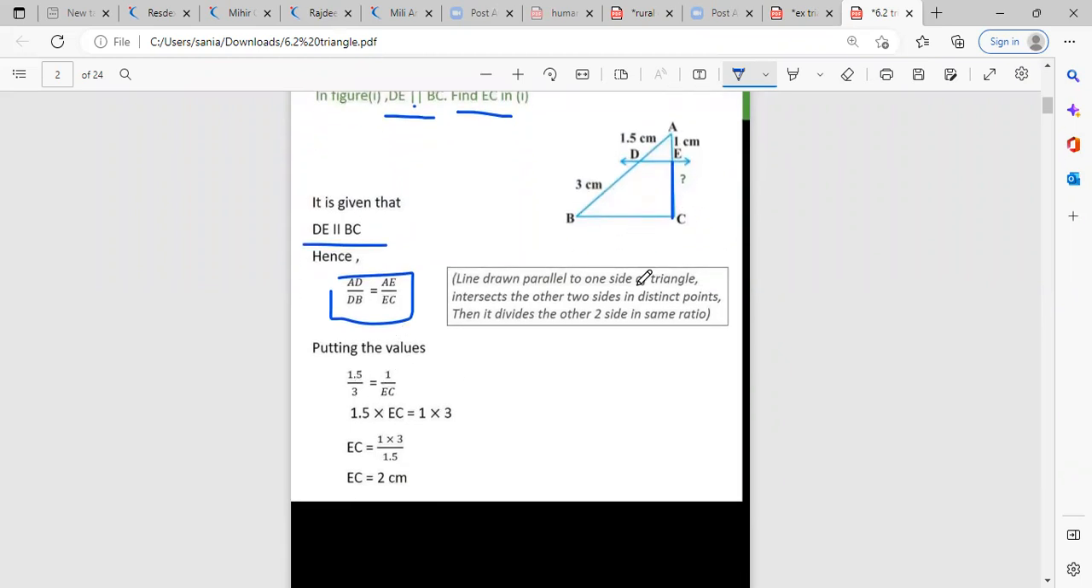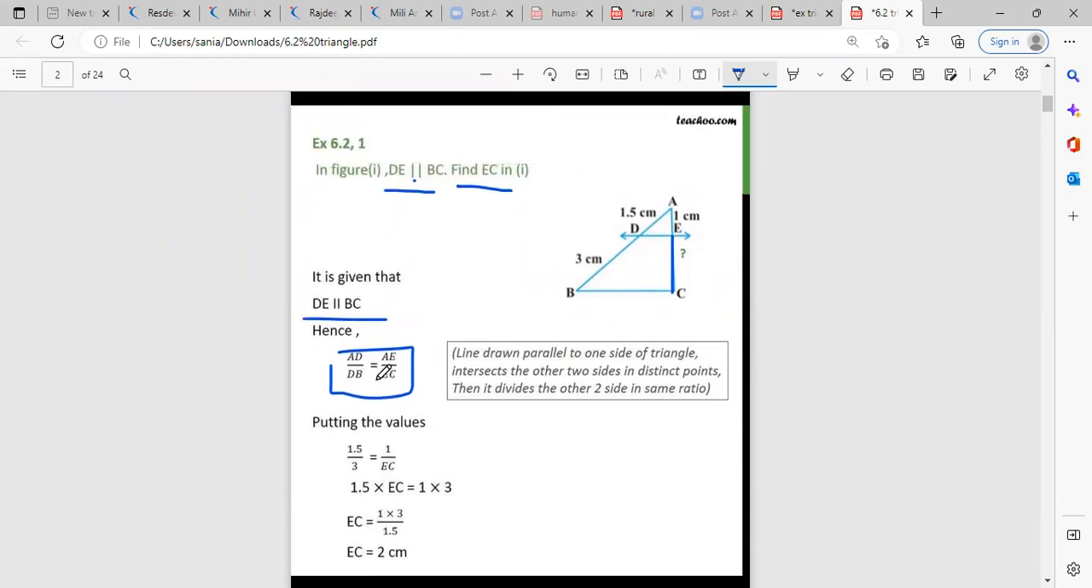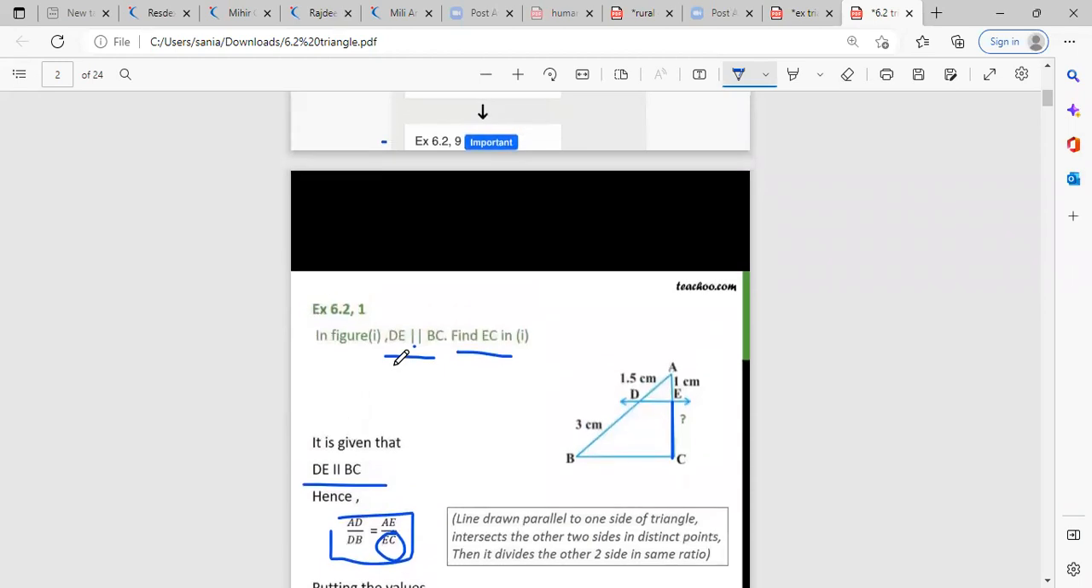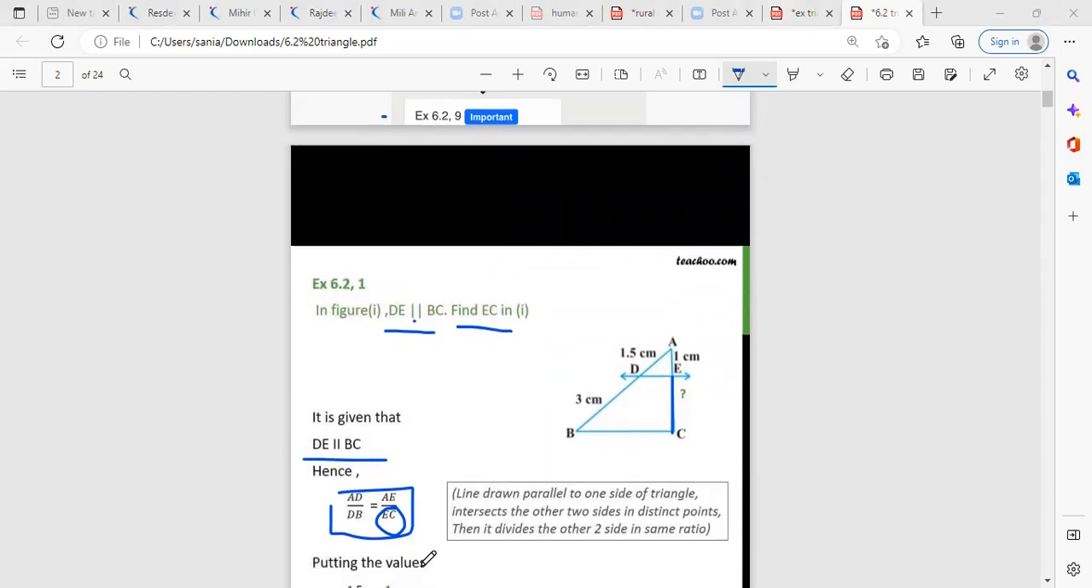You have to find EC, so you just have to put in the values, and one value is missing, which you can find out. Quickly do it. First, write it down like this. Instead of writing out the whole theorem, you can write first theorem, second theorem like this, then put in the values and you will get the answer. Okay, teacher.